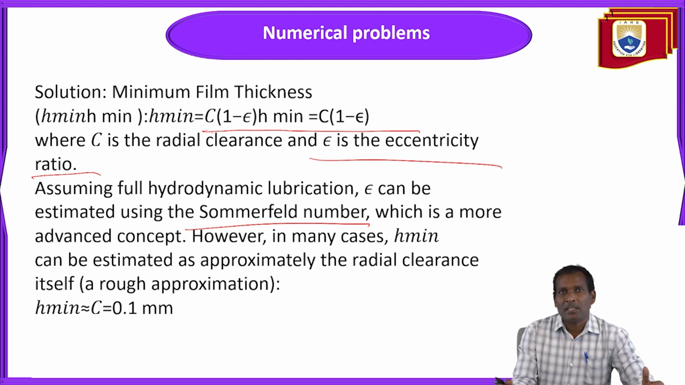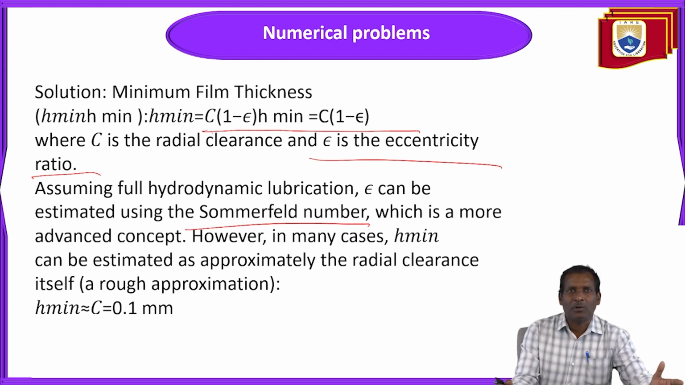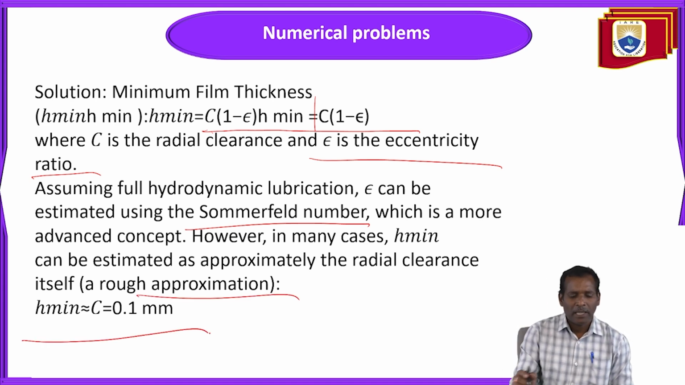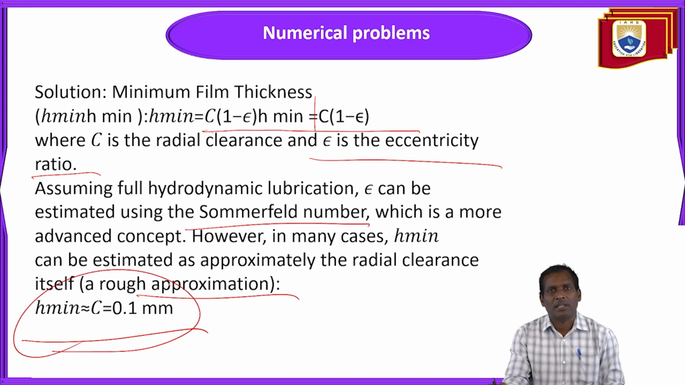The detailed bearing design is available in mechanical engineering design. That much design is not required here, it is for your knowledge only. So, how to calculate minimum film thickness? You need to use these formulas only. Formula derivations are not required; the Sommerfeld number is a more advanced concept. However, in many cases, the minimum film thickness can be estimated as approximately the radial clearance itself. That is a rough approximation. So H minimum is equal to 0.1 mm, the minimum oil film thickness.